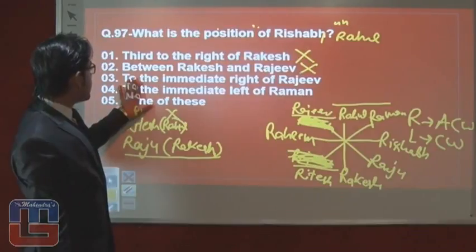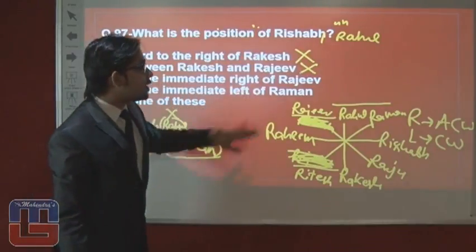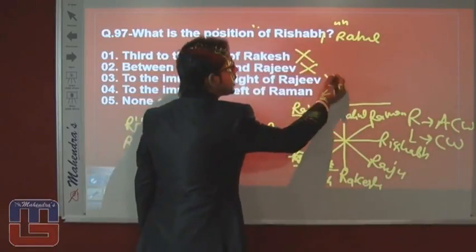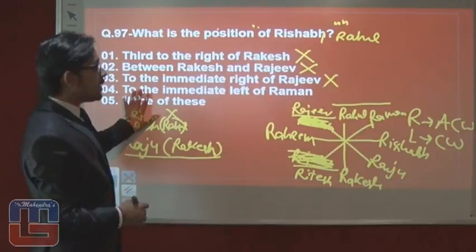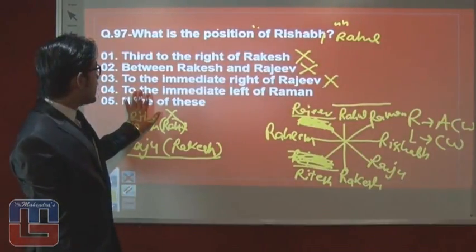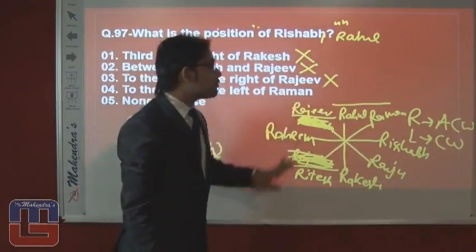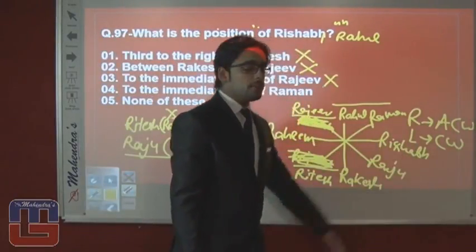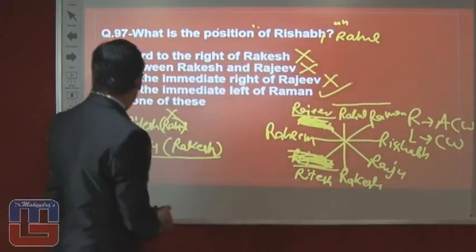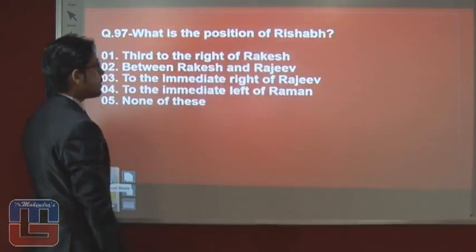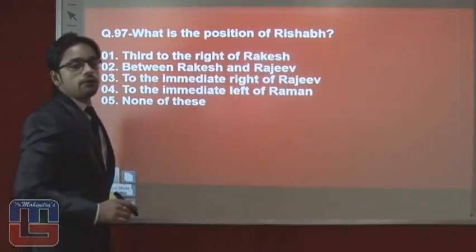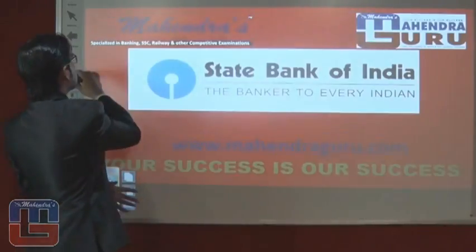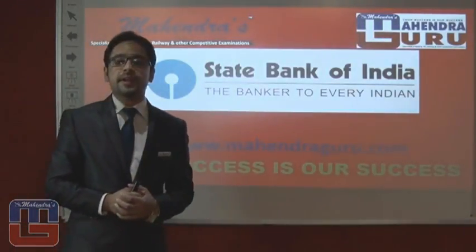Next conclusion is saying Rishabh is immediate right of Rajiv. You can see over here Rishabh is immediate right of Raju, not Rajiv. So we move on to the next conclusion, which says Rishabh is immediate left of Raman. This is the right answer. You can see over here Rishabh is immediate left of Raman. So the right answer of this question will be option number 4. This type of question you can easily solve with the help of the diagram, and you can easily conclude all the other questions like question number 97.